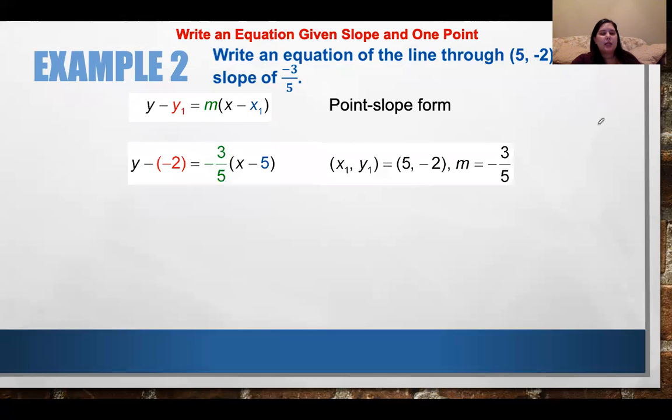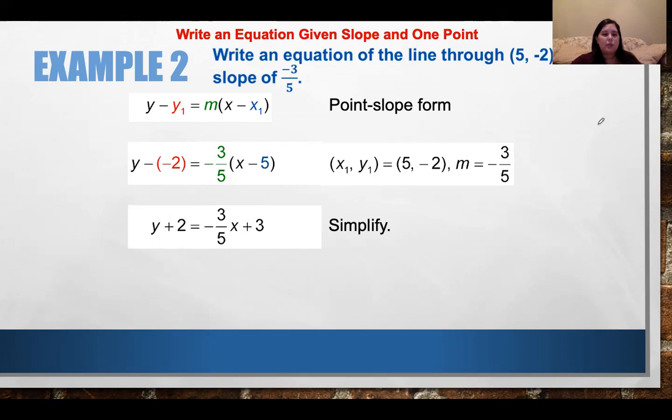So we're substituting in our values that we do know. So we know y is -2, we know x is 5, and we know our slope is -3/5. So we're going to go ahead and simplify. And we get y plus 2 equals negative 3/5 x plus 3, because negative 3/5 times negative 5 is positive 3. So with this, we can actually change this into slope-intercept form.